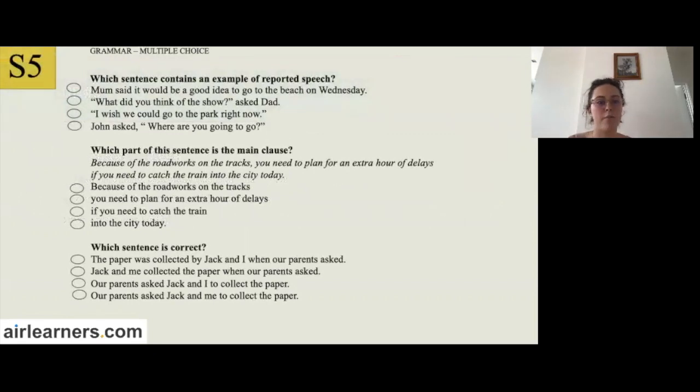So, grammar, multiple choice. Again, have a go at these questions by yourself first, and then I'll move on to an explanation.